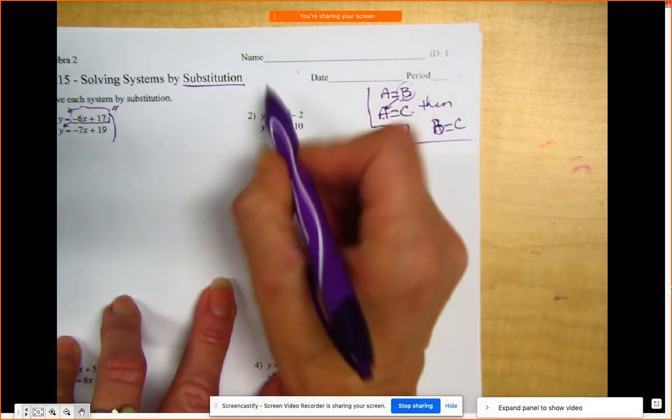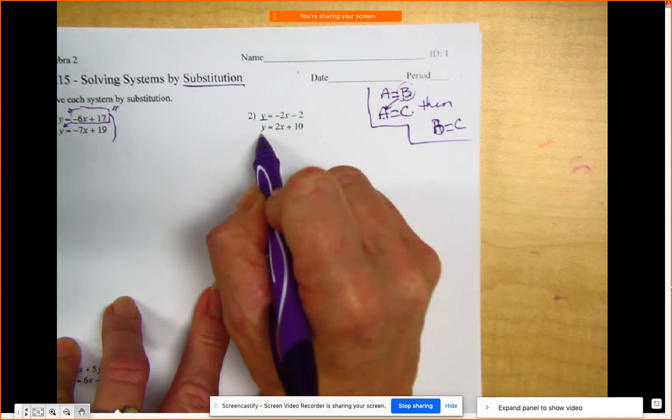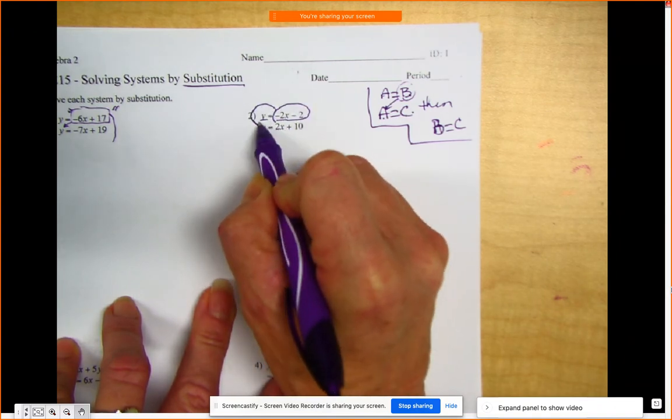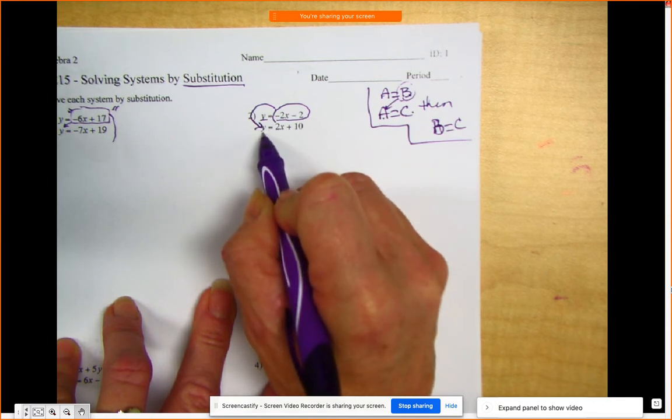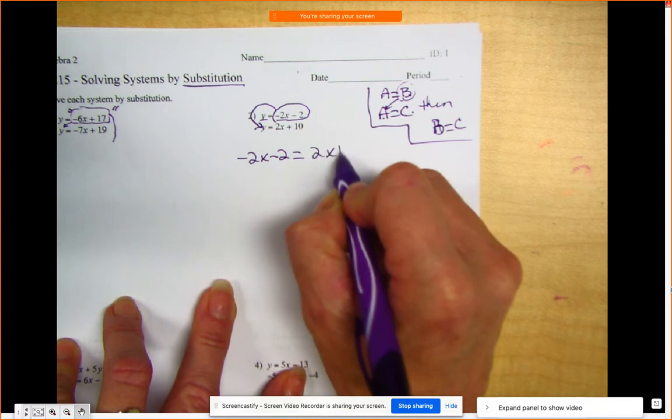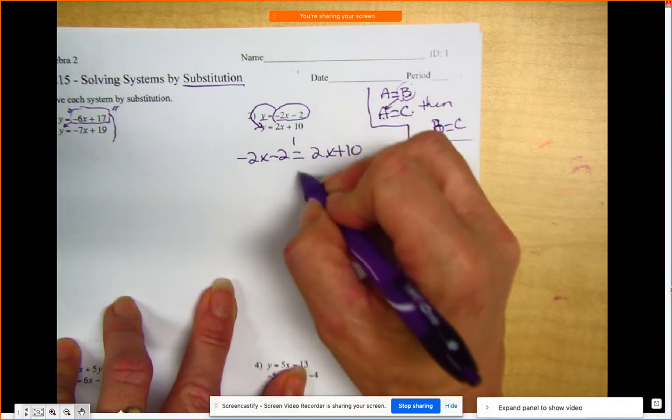All right. So they tell me y is equal to this and y is equal to that. I'm going to take all of this, and basically this is called substitution because I'm substituting it in for that y. So I'm going to write negative 2x minus 2 is equal to 2x plus 10. Now we solve disco moo style.